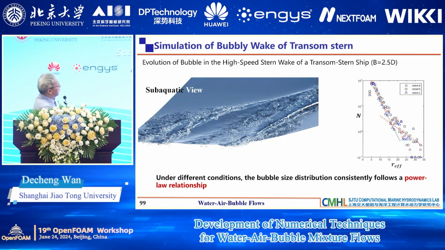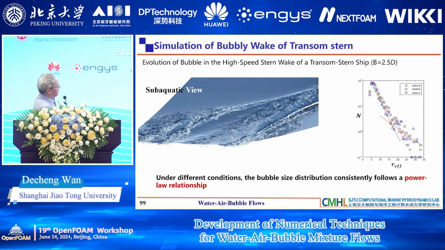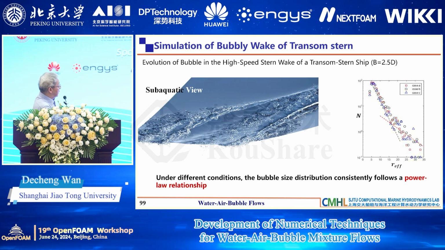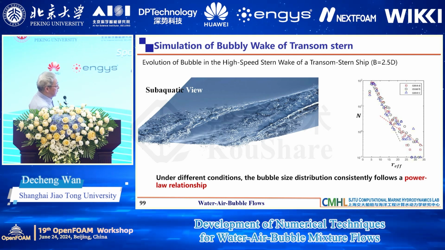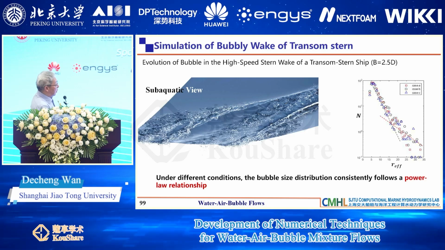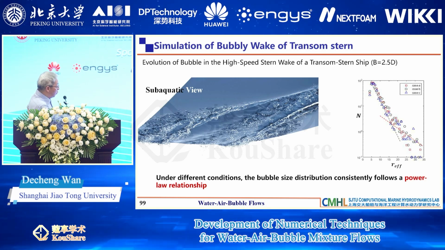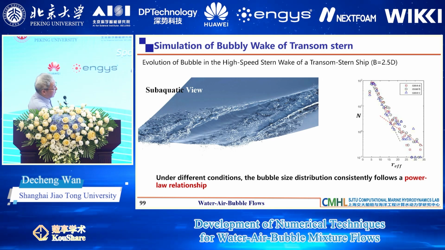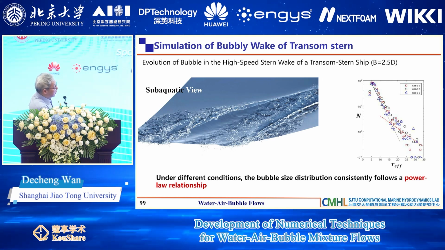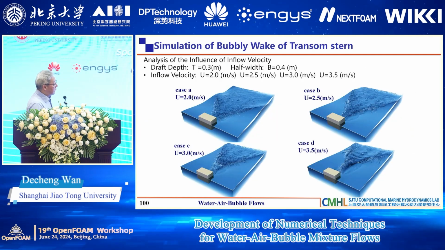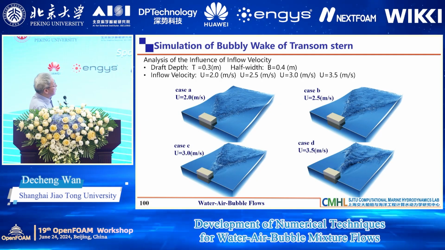And also in this subsequent view, this is the bubble. You can see the bubble size distribution always follows a power-law relationship. So you can get the scaling constant of the bubble size distribution.